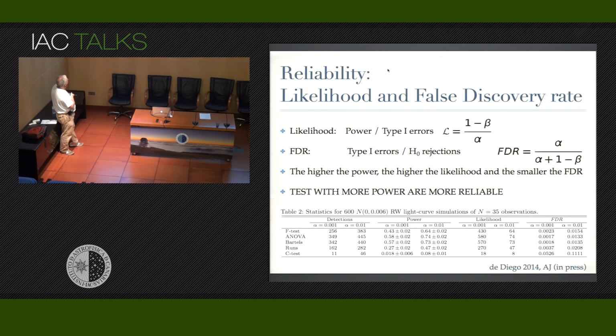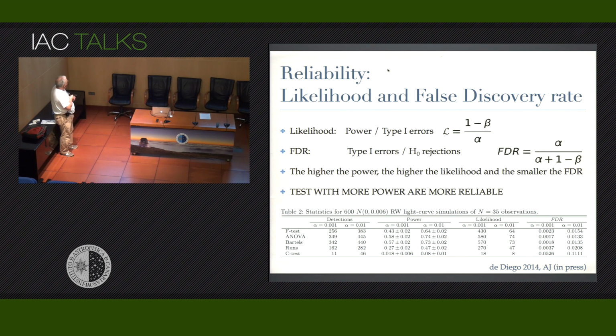And the false discovery rate is the type 1 errors that you have, or the significance level of the test, compared to the number of null hypothesis rejections, which is basically the type 1 errors plus the power of your test. What you see is that the higher the power you have, the higher the likelihood, and the smaller the false discovery rate. And you have some samples here, for example, for the F-test and ANOVA.